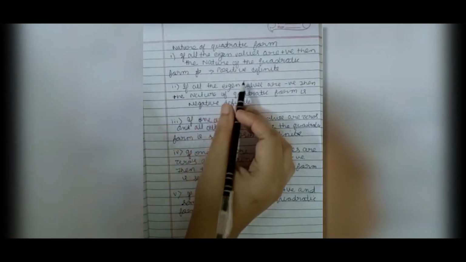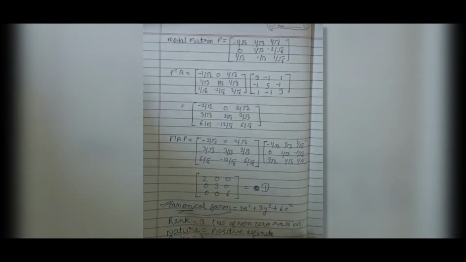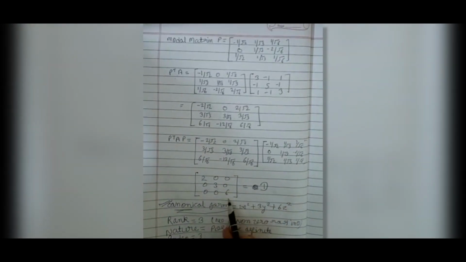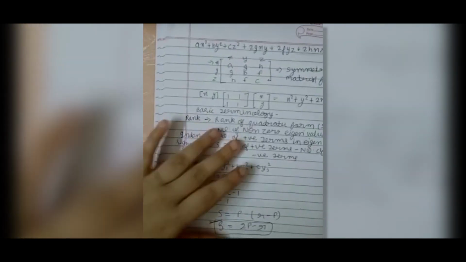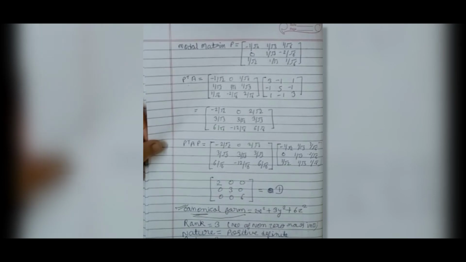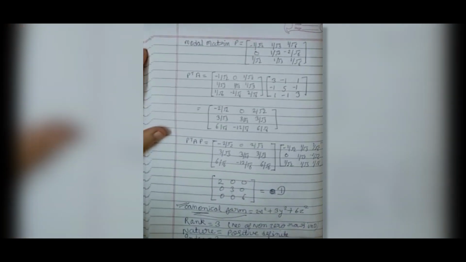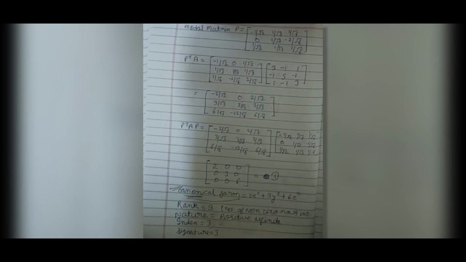Nature is positive definite, because of what I have taught: if all the eigenvalues are positive, then the nature of the quadratic form is positive definite. So here, as you can see, all the elements are positive, so it is positive definite. Index is 3. Why is index 3? What I have taught: index is the number of positive terms in the eigenvalues. Positive terms are again 3, so index is 3. And signature is 3. Signature is the number of positive terms minus the number of negative terms. So the positive terms are 3 and the negative terms are 0. So 3 minus 0 will be 3.